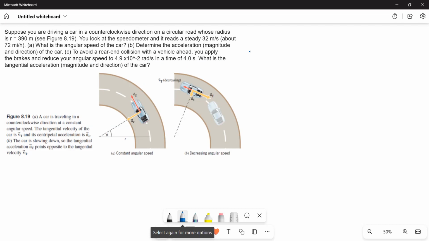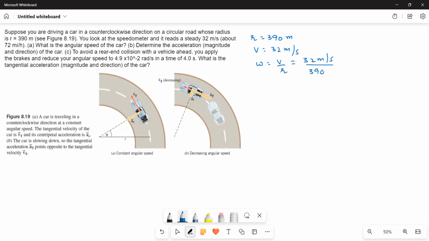Okay. Here, what is given to us? The radius is given to us: R is equal to 390 meters. And the speed is given to us as 32 meters per second. Next, we have to find the angular speed of the car. Angular speed omega is equal to V by R, so this is equal to 32 meters per second divided by 390 meters. That gives a value of 8.2 × 10^-2 radians per second.